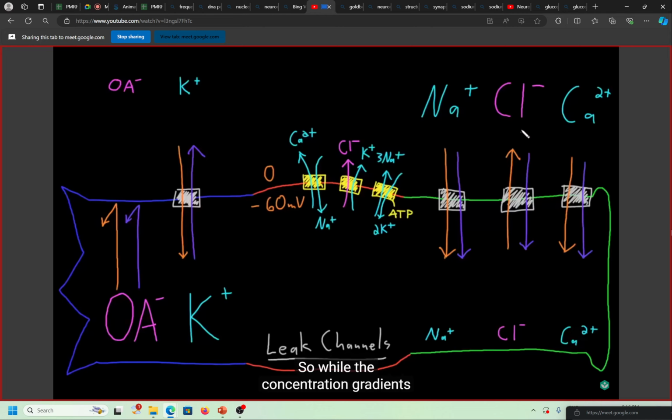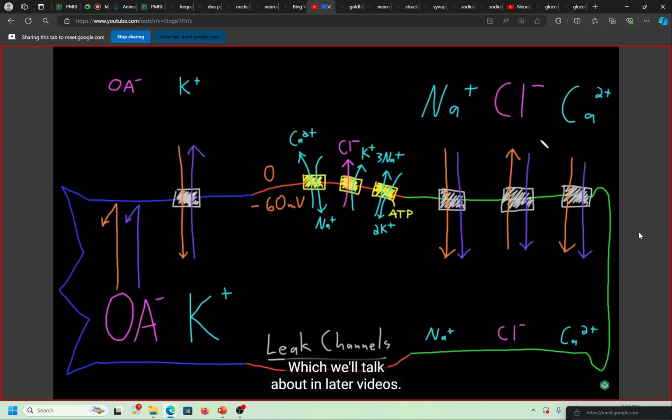So while the concentration gradients of chloride and calcium ions tend to have little effect on the resting membrane potential of most neurons, they do play major roles in other aspects of neuron functions, which we'll talk about in later videos.